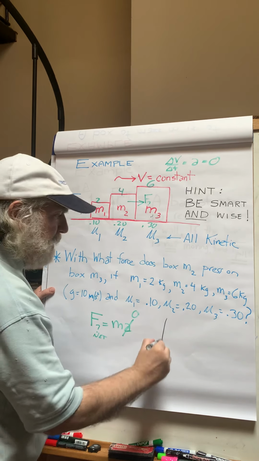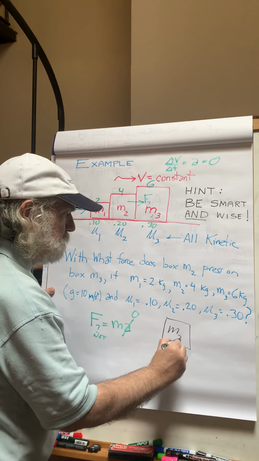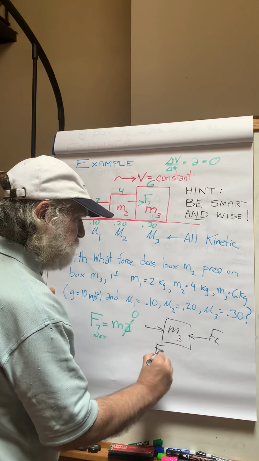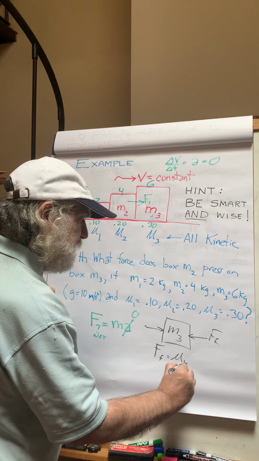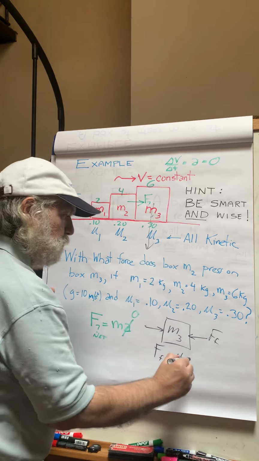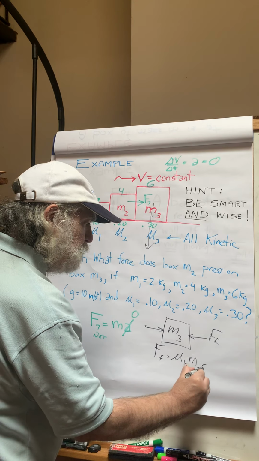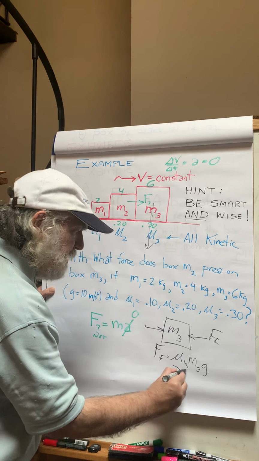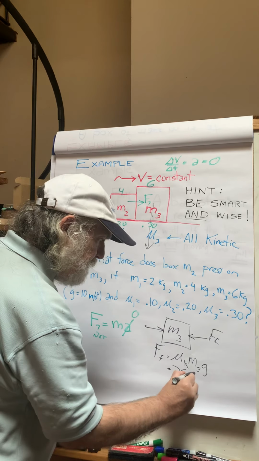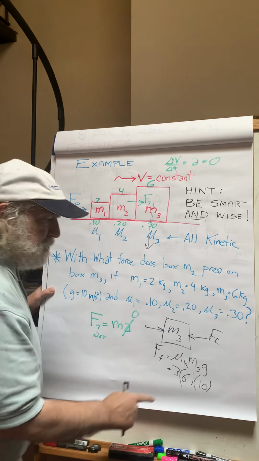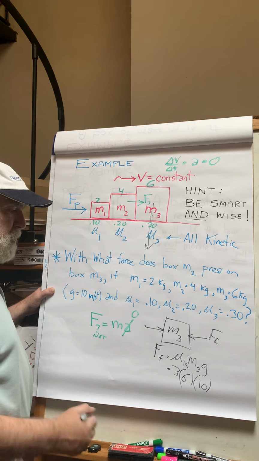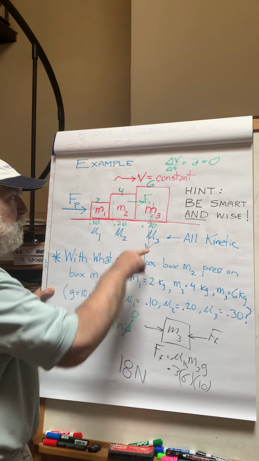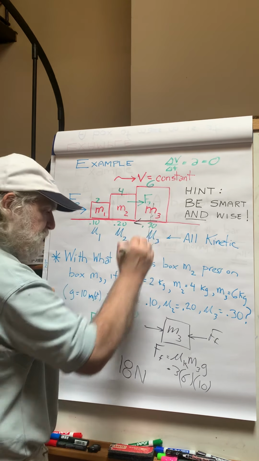What force is fighting me when I push? I'm pushing this way, and friction is pushing back. What is the force of friction? It's mu kinetic times the normal force, which is M3G. I know what the kinetic coefficient of friction is. It's 0.3. I know what the mass of the box is. It's 6. And I know what G is. It's 10. So 6 times 10 is 60. And I want 0.3 times 60, which is 18 newtons. So the force of friction that's fighting me is 18 newtons.